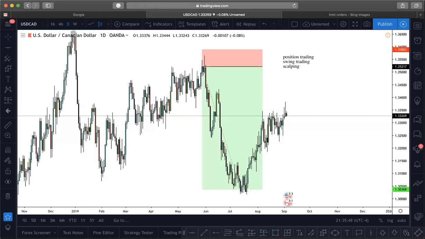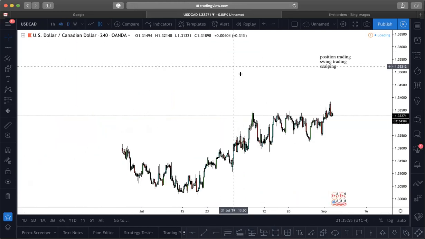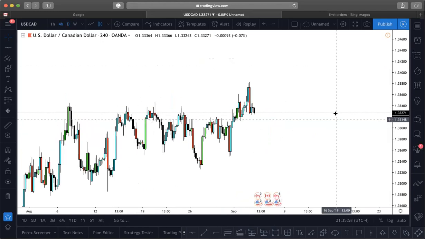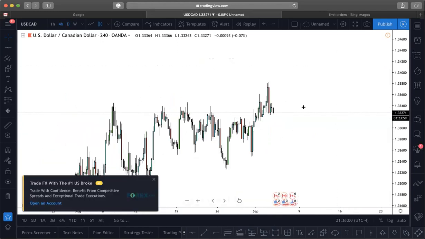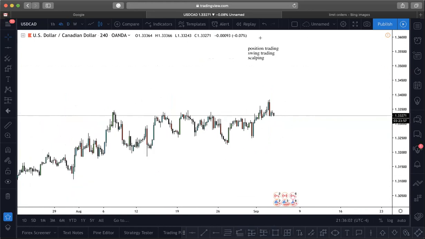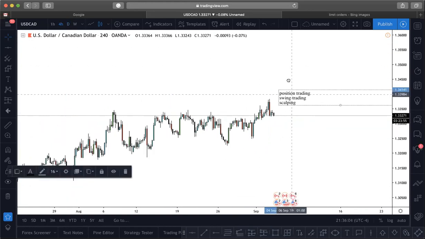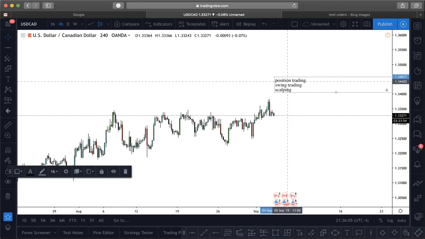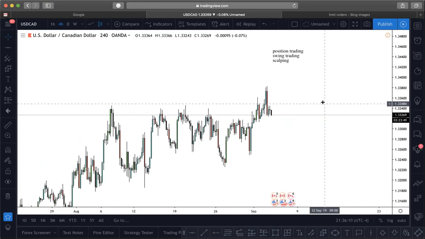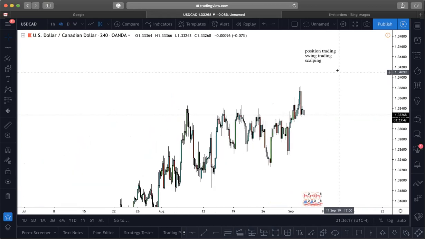Swing trading is where you're using the 4 hour and the 1 hour time frame. That's more like a zoom in, right? That's when you trade for a few days, a few hours basically. You would look at the 4 hour time frame and the 1 hour time frame. You find a setup and you just enter that trade for a few hours.